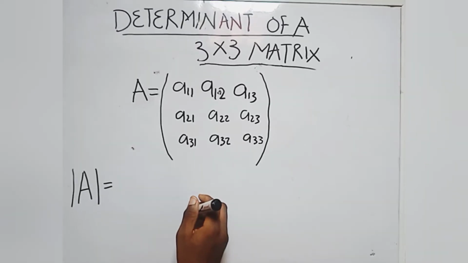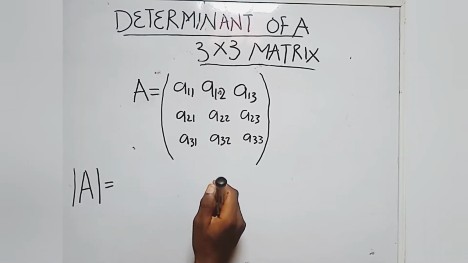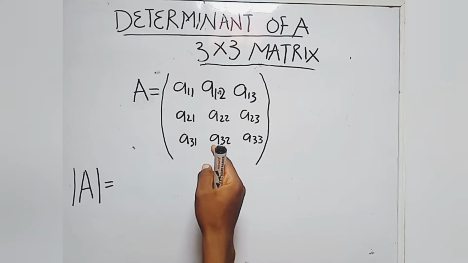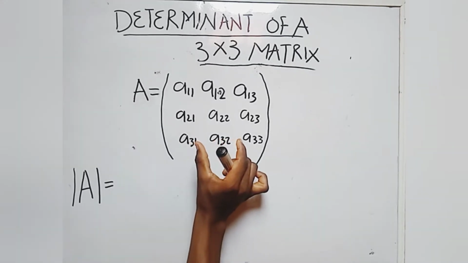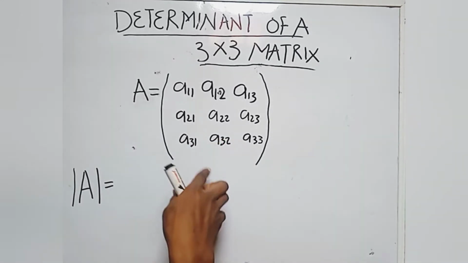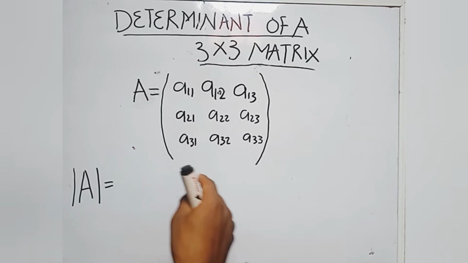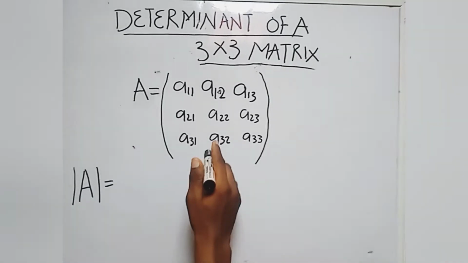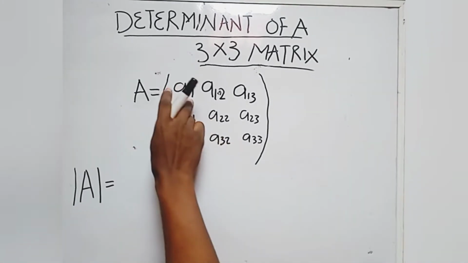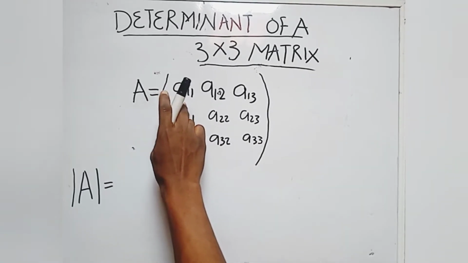Friends, in this video we will be discussing how to find the determinant of a 3 by 3 matrix. And for this to be done, we have to reduce the 3 by 3 matrix into respective 2 by 2 matrices and find the determinant of the 2 by 2 matrices. To do that, we'll perform our operations on the elements in the first row.